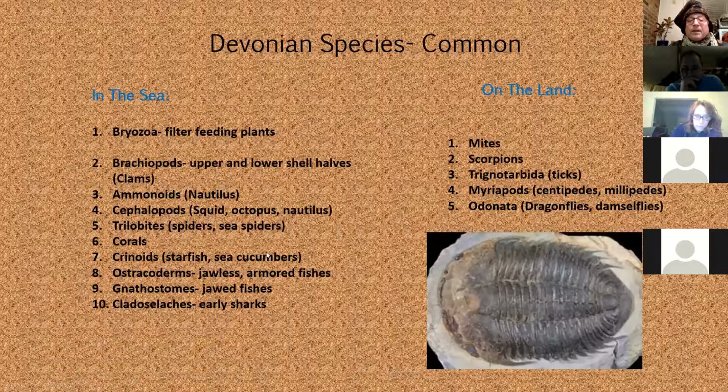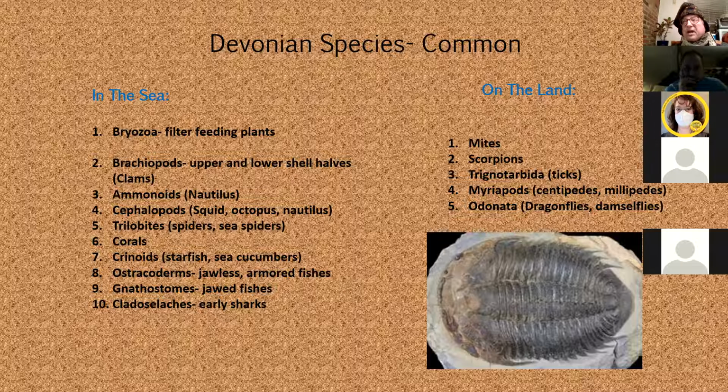Okay, now, here are some common species from almost all of this around here. In the pre-Devonian seas, on the left, we had bryozoa, which were filter feeding plants. They actually got their food by sucking in nutrients that were floating around in the water. Brachiopods, relatives of our modern day clams and oysters. They have an upper and lower shell half that is hinged.